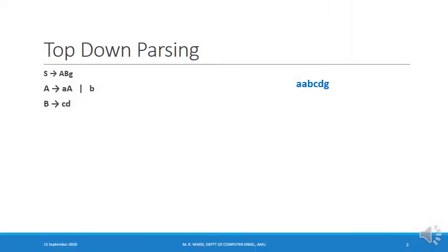Here is an example of a grammar, and this grammar is accepting this string. So we'll look at the derivation of this string using this grammar. I told you in the previous lecture that in top-down parsing we are performing the leftmost derivation. So we'll perform the leftmost derivation of this string.